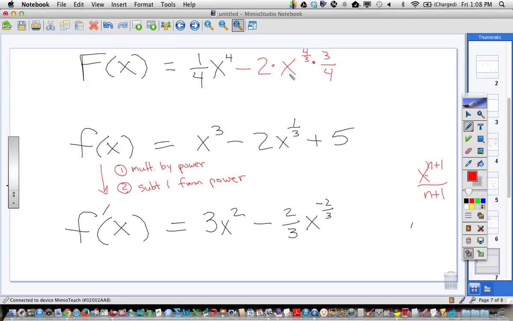And then we could go ahead and put those together. So that would be 6/4 or 3/2 x to the 4/3. So far I got 1/4 x to the 4th minus 3/2 x to the 4/3, I think. And again, we could check it. So let's bring the 4/3 down. 4/3 times 3/2, that'd be 12/6, which is 2. And we would drop the power by 1, which is that.